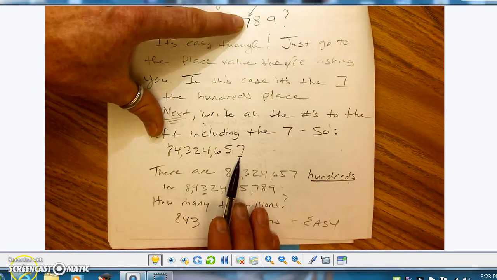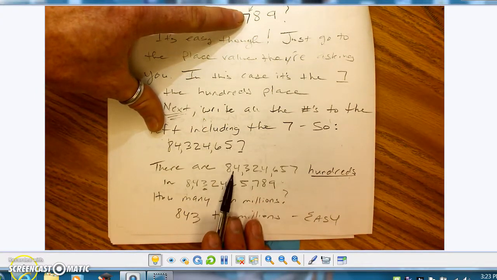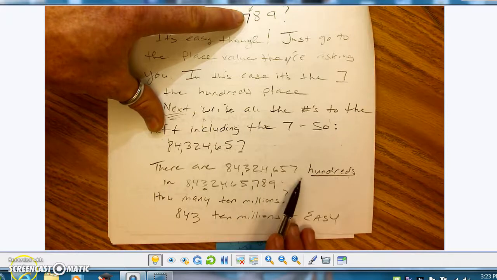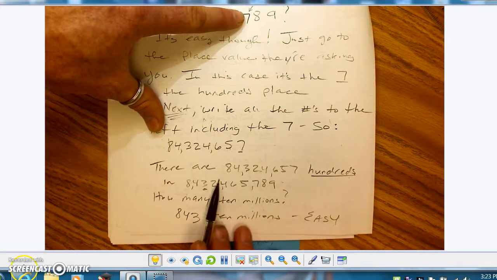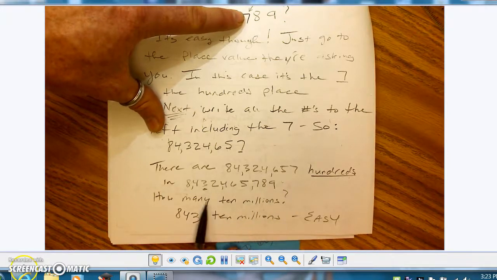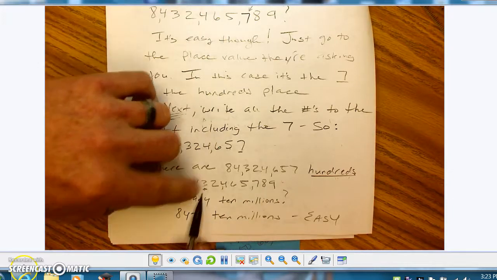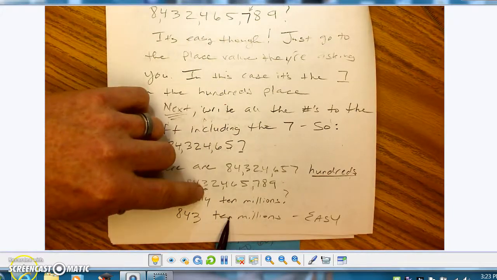I'm done. There are 84,324,657 hundreds in this number. How many 10 millions? Well, I could do the same thing. I could go to the 10 millions place. There it is. I write down 843, boom, 843 ten millions.